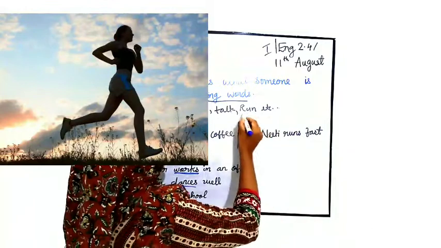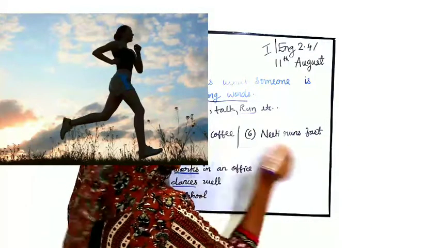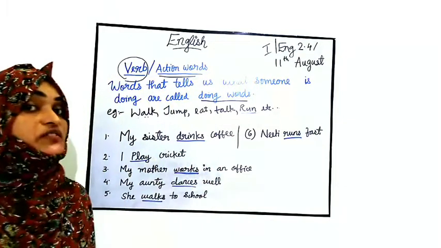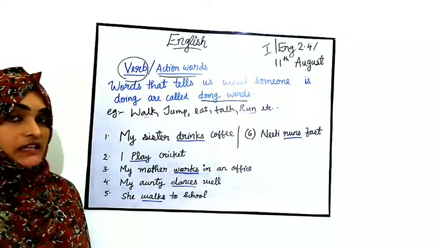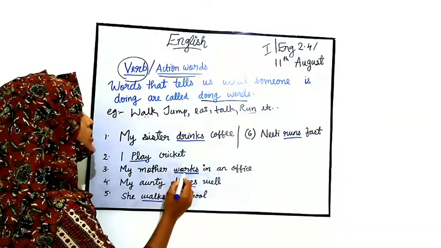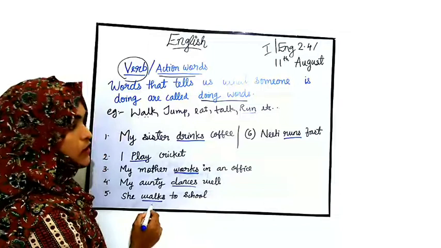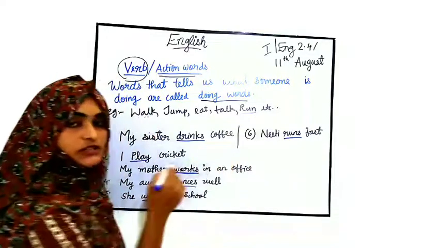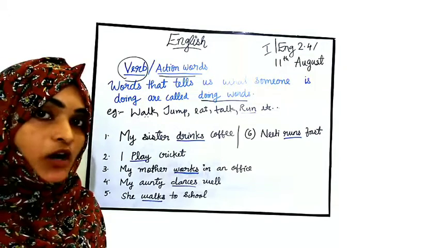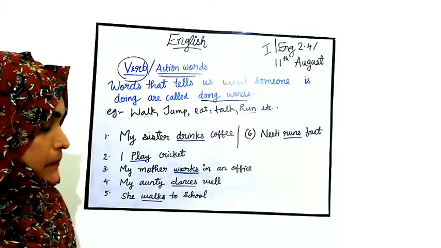Neeti runs fast. Yes, we already got the example here. So runs is the action word here. That is the verb here. So which are the verbs here? Drinks, play, works, dances, walks, runs. These are the action words here. Got it? Okay.